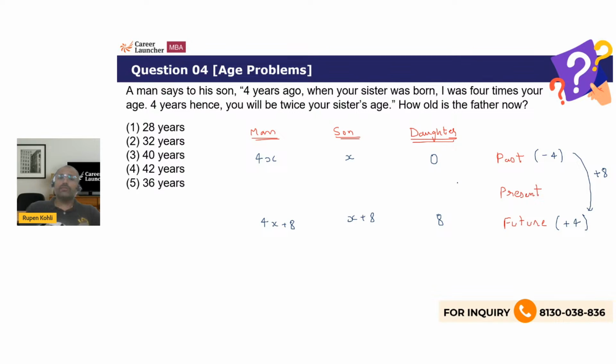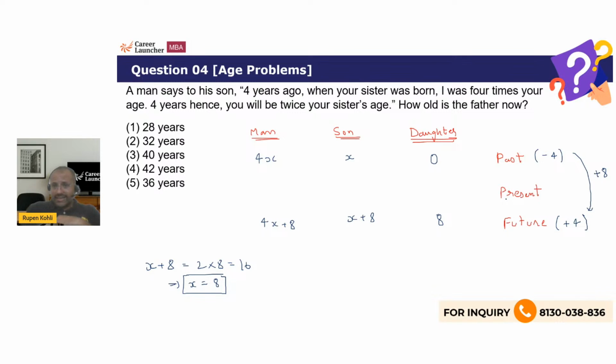Okay. And then 4 years hence, the future age of son, x plus 8, will be twice your sister's age, which is 8. So the information given is x plus 8 is twice of 8. Means x is 6. Sorry, x is 8. X plus 8 is 16. X is 8. Question is, how old is the father now?